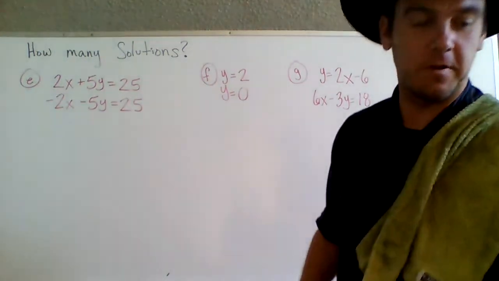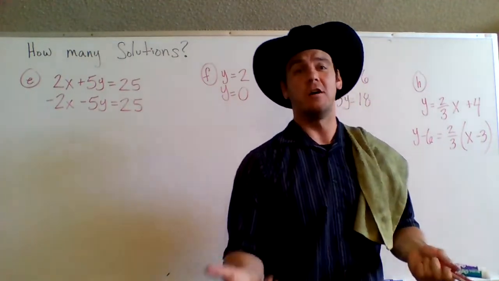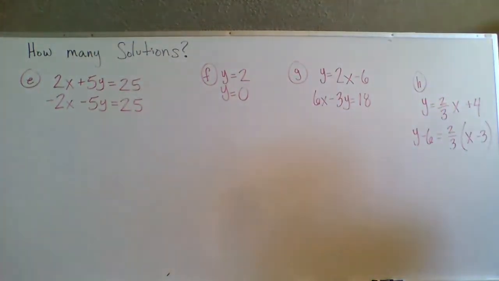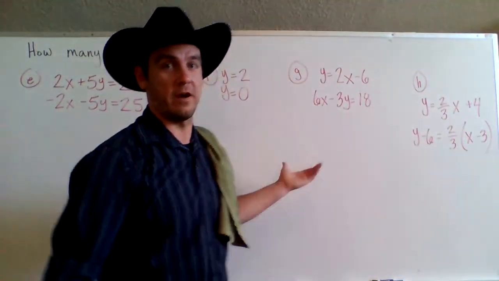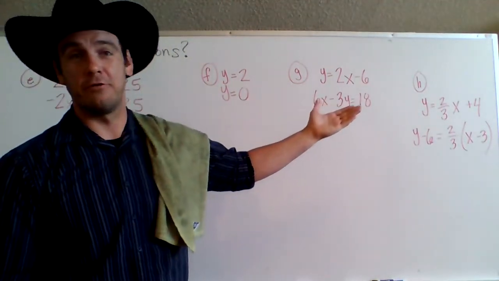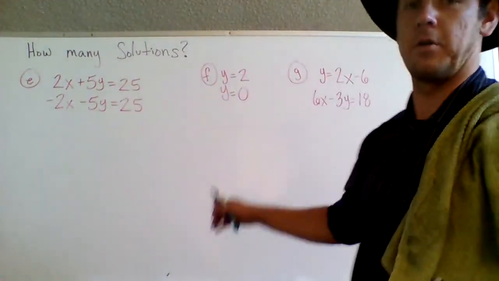Alright guys, go ahead, pause the video. See if you can work through these. Once again, I'm not asking you to solve, I'm asking you how many solutions there are. So your answer should be no solution, one solution, or many solutions, because these are all linear. There is not going to be any quadratic, so there's no way you could ever get 2 solutions out of this. Alright, so go ahead and see if you can do it.